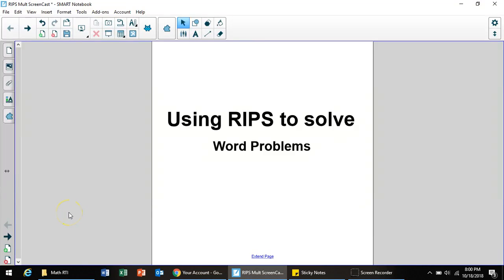All right, boys and girls, in this lesson, we're going to look at another strategy that you can use when solving word problems or story problems in math. We call this the RIPS strategy. Let's rip it up.